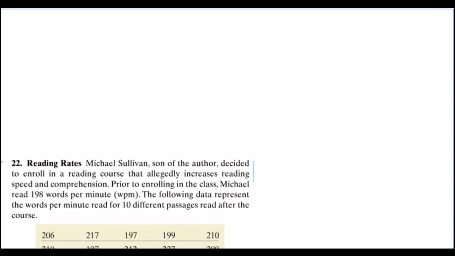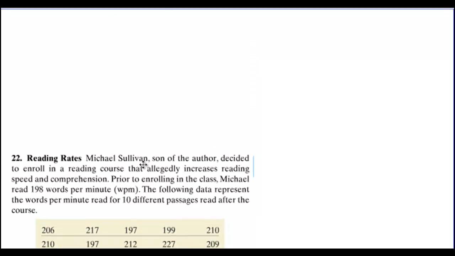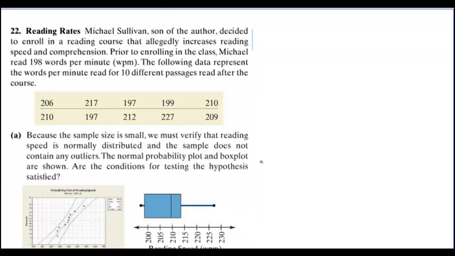All right, so let's go through the entire process. So for 22, reading rate. Michael Sullivan, son of the author, decided to enroll in a reading course that allegedly increases reading speeds and comprehension. Prior to enrolling in the class, Michael read 198 words per minute. The following data represent the words per minute read for 10 different passages read after the course.